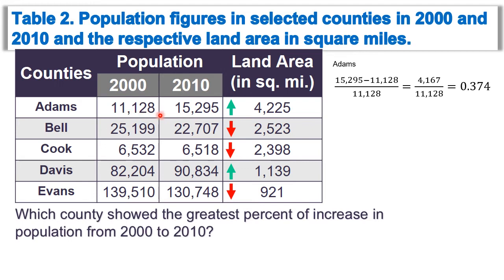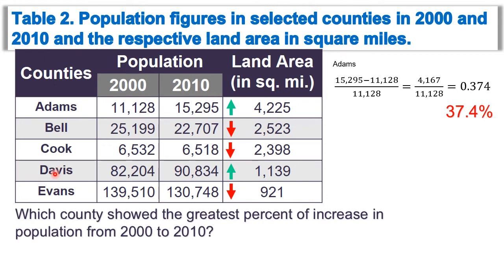So 11,128 will be our divisor. 4,167 is the difference from these numbers, you may check it in your calculator, divided by 11,128, the result is 374 thousandths, or we may read it as 0.374. Converting it into percent, since we are being asked of percent, we multiply it by 100 or simply move two decimal places to the right, we have 37.4%. And that goes for Adams County.